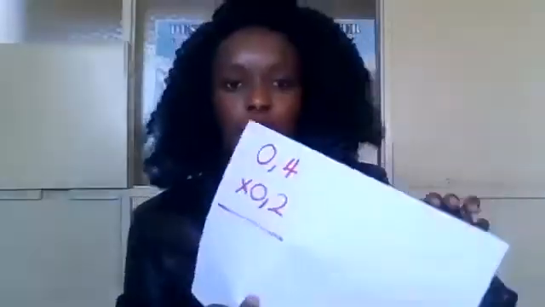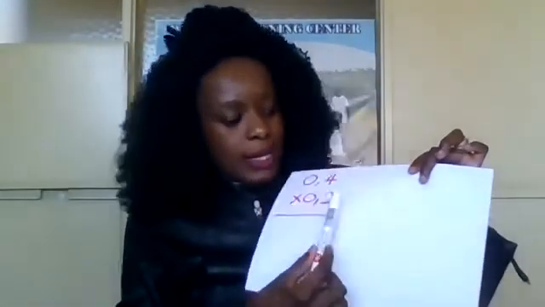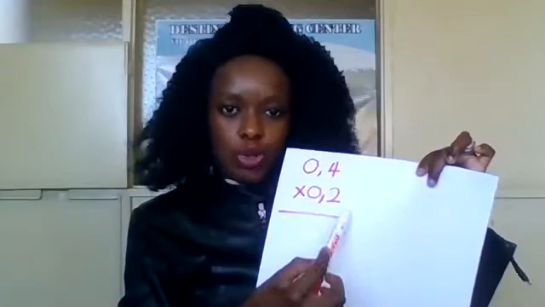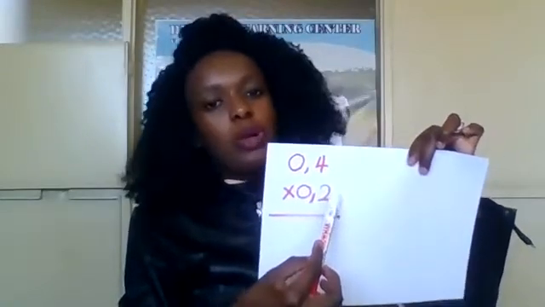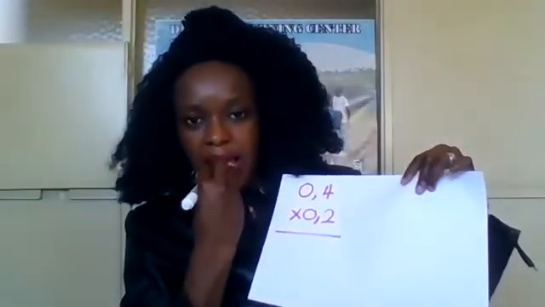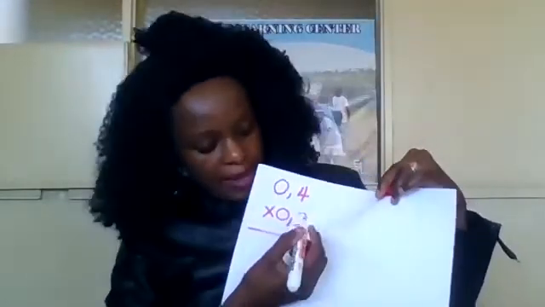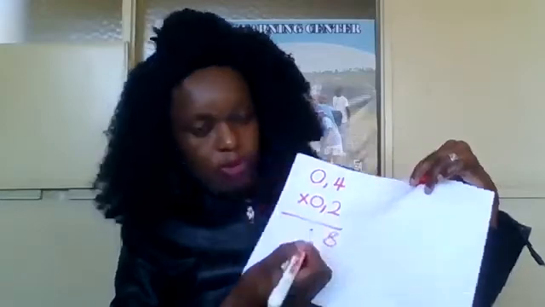So now we have our number. We are going to multiply 0,4 times 0,2. We are multiplying. We say that when we multiply, this 0,2 is the same as a 2, so we just treat it as a 2 when we are multiplying. We say 2 times 4, the answer is 8. Then you write your 8 down, okay?